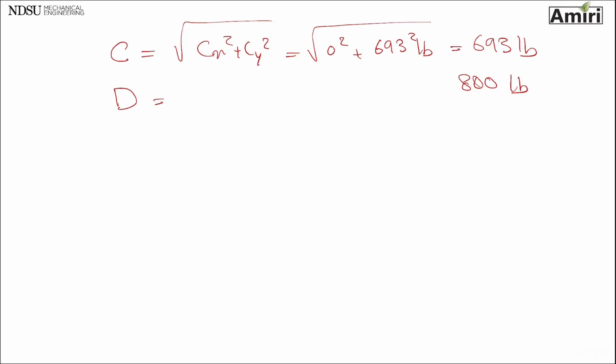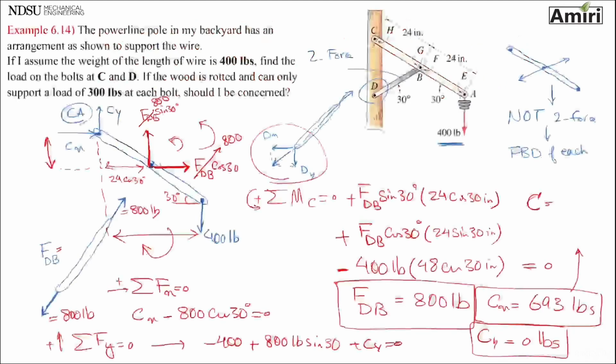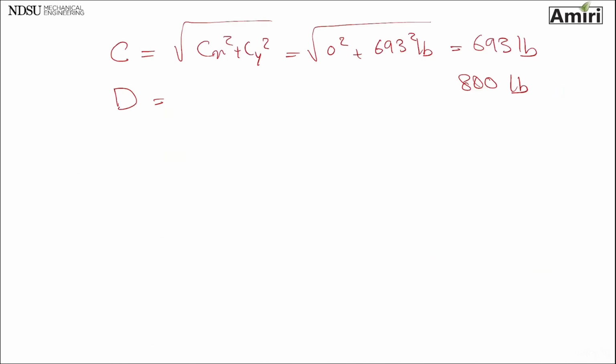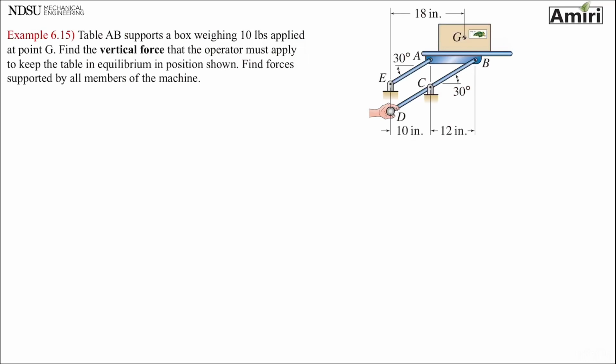The problem said, hey, my bolts can carry only 300 pounds. So what do you think is happening? Yes, this one is more than 300 pounds. This one is more than 300 pounds. So it's rotten at both of them. So both of them are going to fail and cause a failure. Okay, let's look at another one.